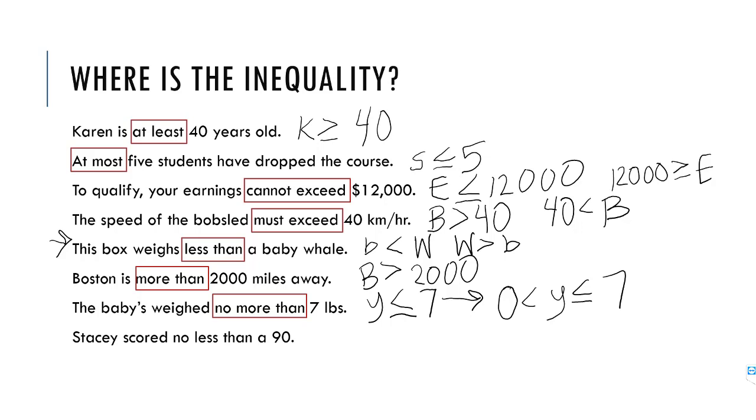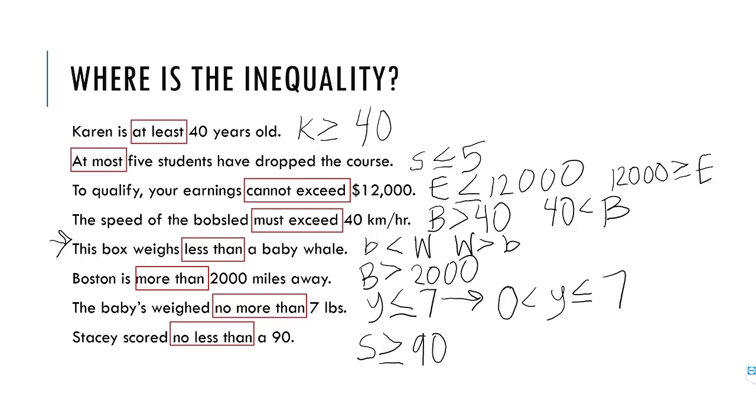All right, last one. Stacy scored no less than a 90 on the test. So we're going to have S for Stacy's score. It was not less than 90. It had to be greater than or equal to 90. And there you have it.